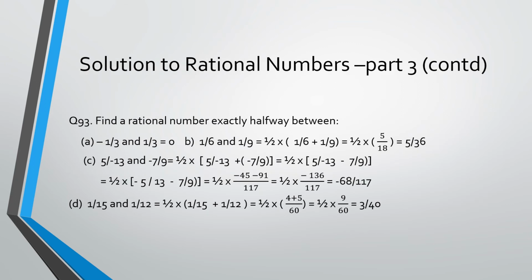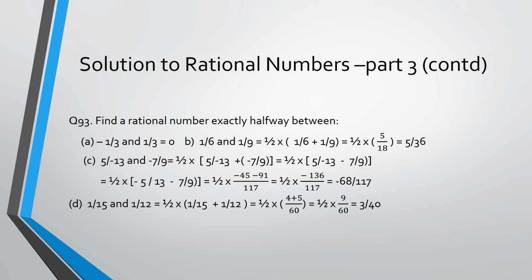Question number 93. Find a rational number exactly halfway between the following. Now when the rational number required is exactly halfway, that means we have to add the numbers and divide by 2. So that's the concept. Adding the numbers and dividing by 2 to get the number which is exactly halfway.